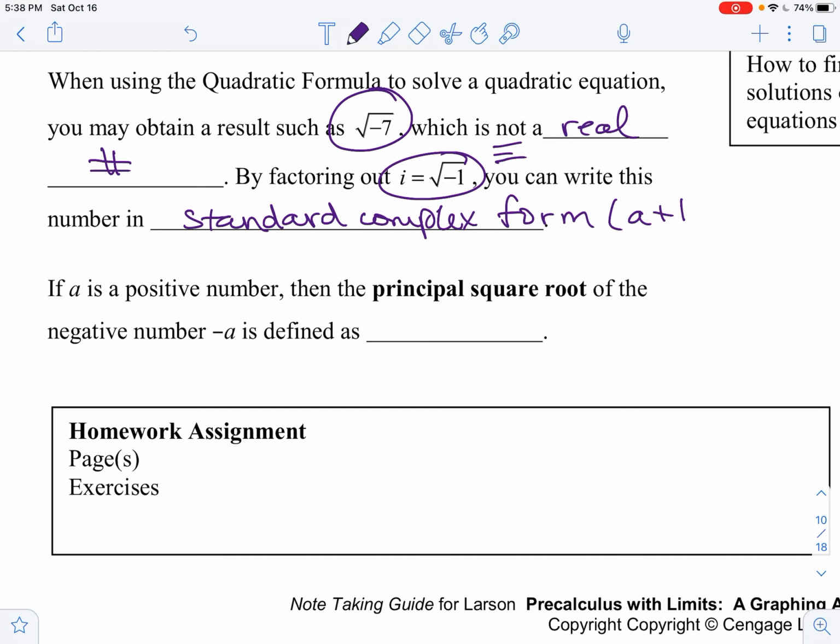Remember, which is a plus bi, where you can factor out that i value. So if you've got the root of a negative a, that's exactly the same as saying the root of a times i, because we factored out a negative 1 and turned that into i.